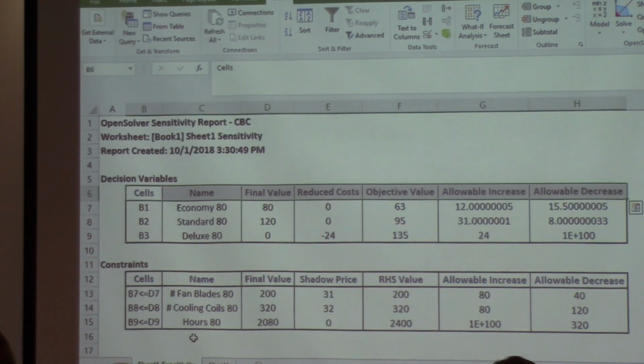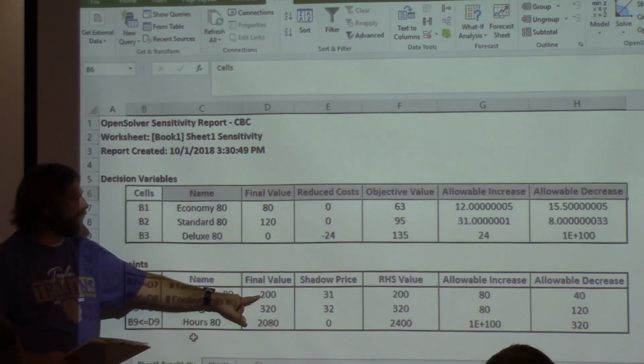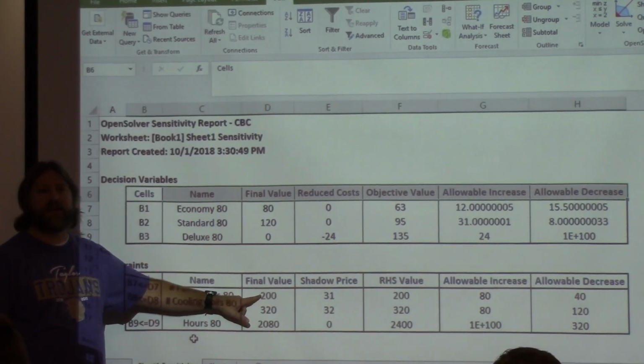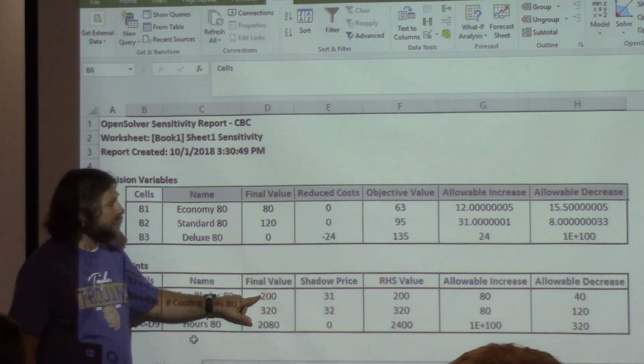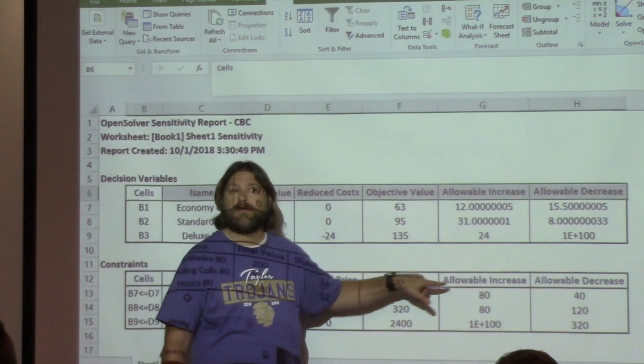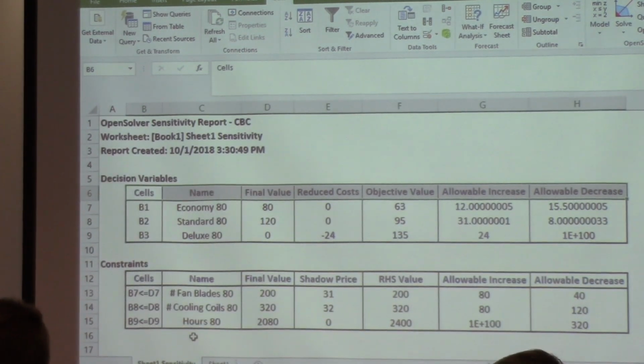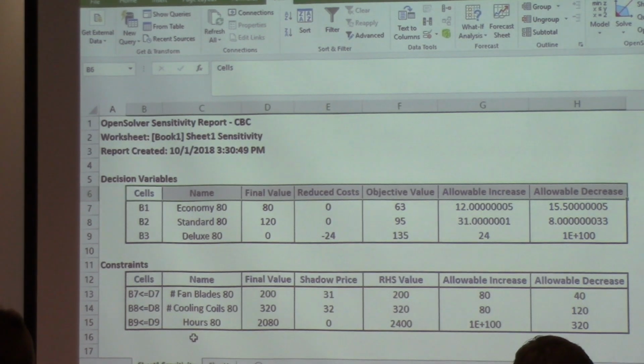Part D asks, what happens if we change the number of fan blades from 200 to 300, right? Is that going to change our binding constraints? And the answer is yes, because our limit was 200 plus 80 right here. So if we put in 300, we would see different binding constraints because of that.